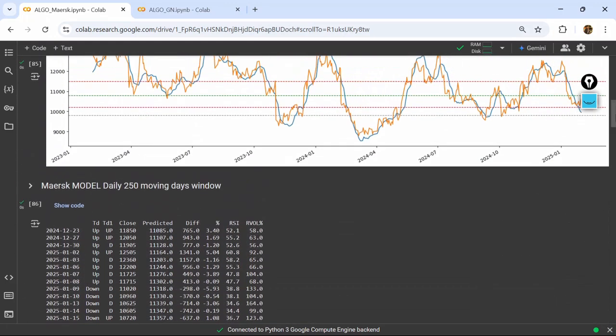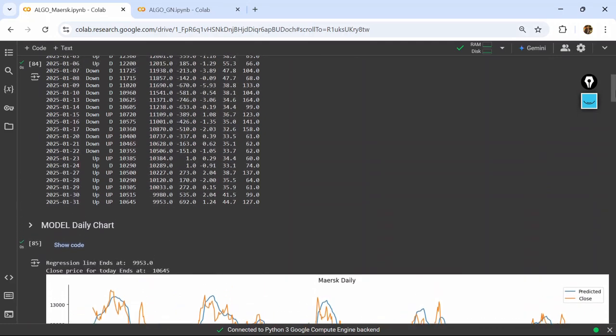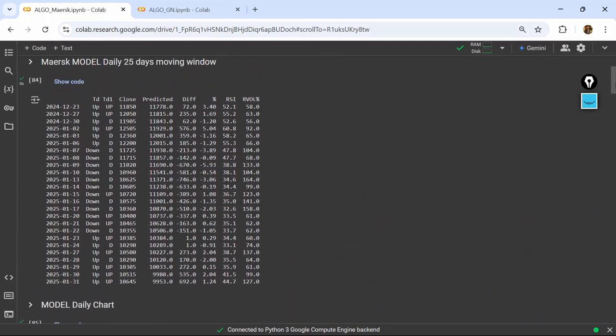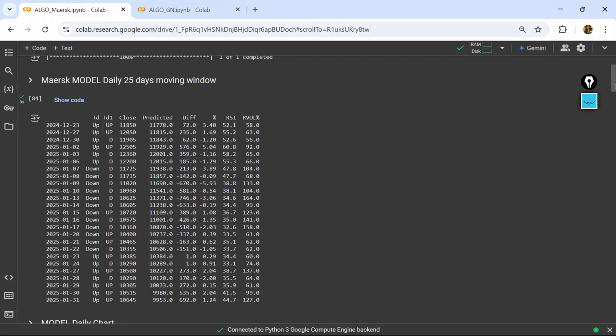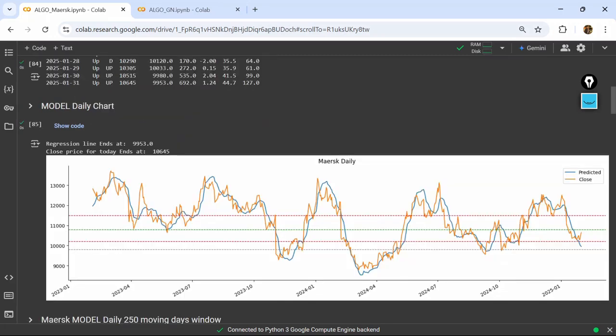So friends, that's what we have for today: moving windows, and how this moving window works for this algorithm. I use these moving windows for my technical analysis. That's what we have for moving windows, friends.